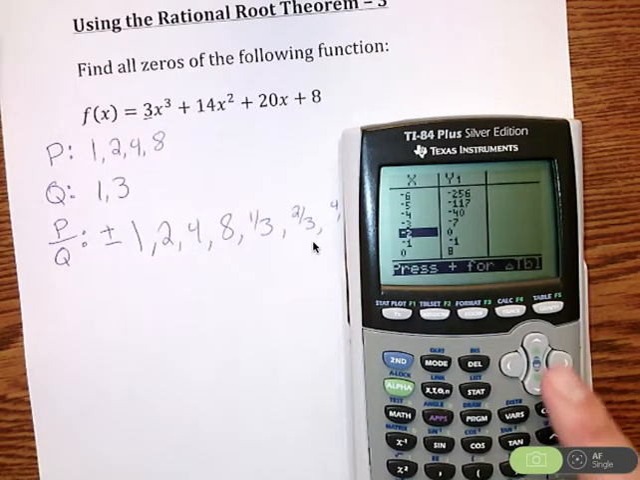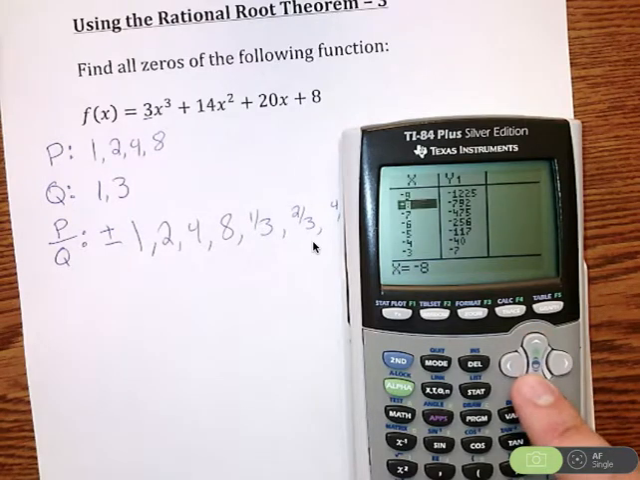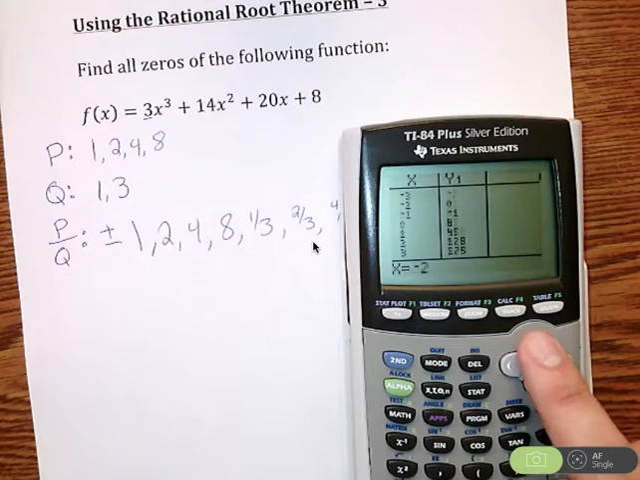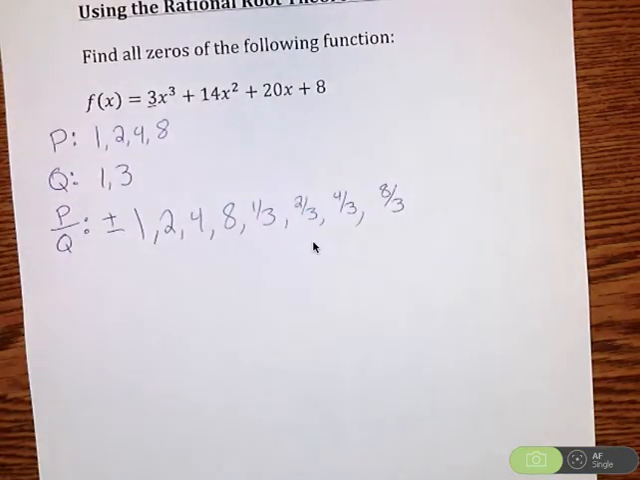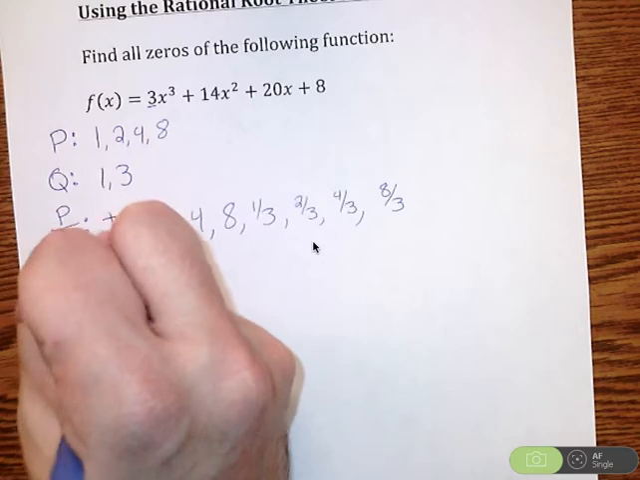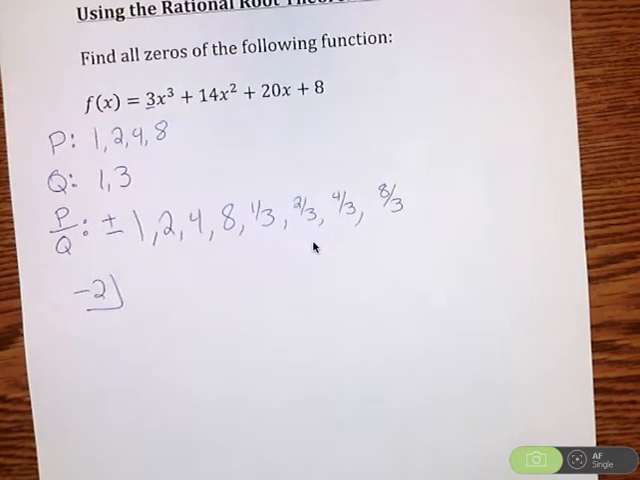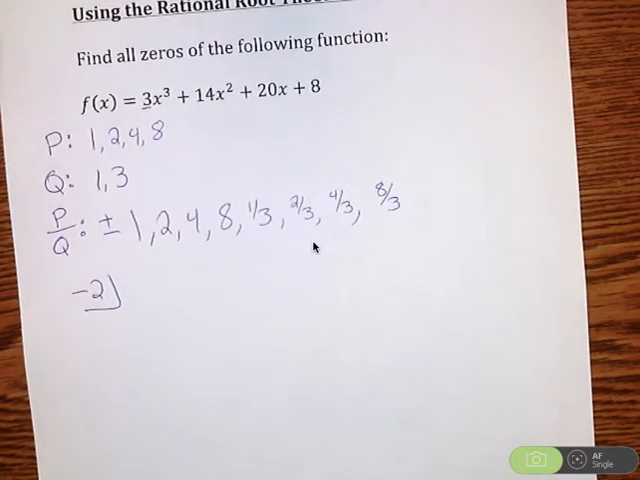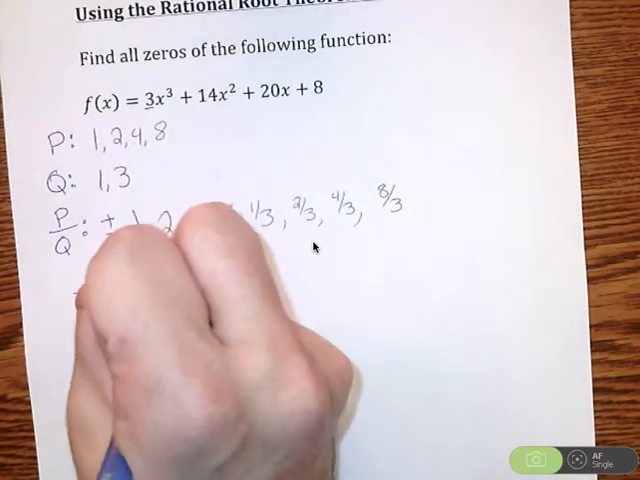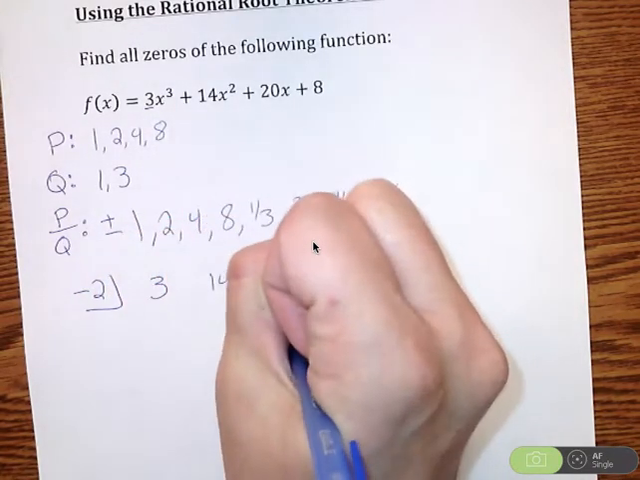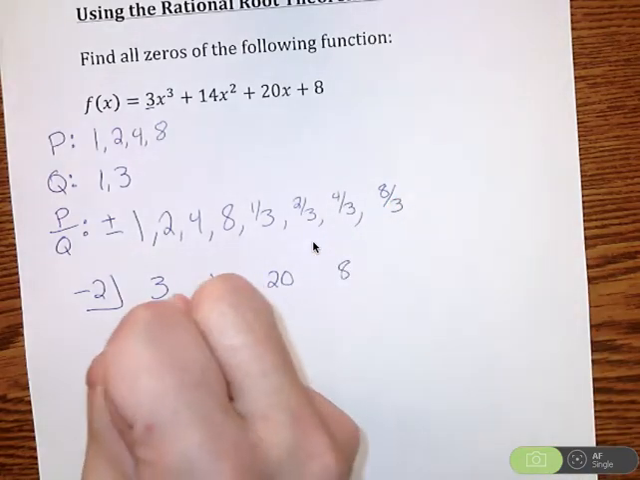Now what we're looking for is which x values give us a y value of 0. You can arrow up and down and look around and you'll see that -2 gives us a y value of 0. So what I'm going to do is some synthetic division. Since I used my calculator and found -2, I'm going to put -2 in the box. We're going to do synthetic division to show that yes, in fact, -2 is a 0. So I'm going to have 3, 14, 20, and 8.